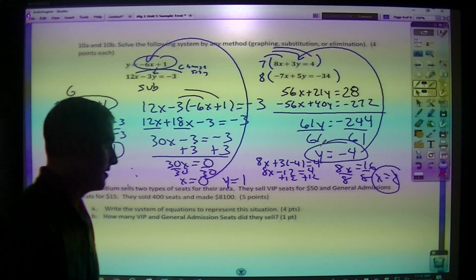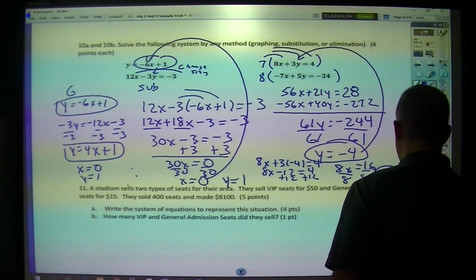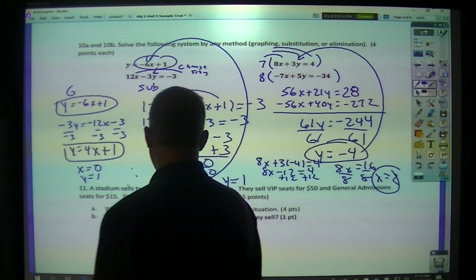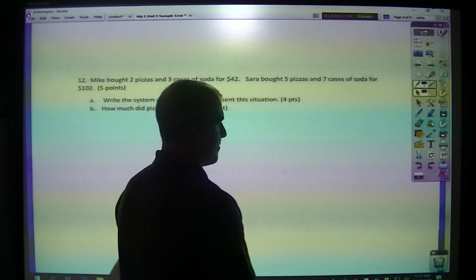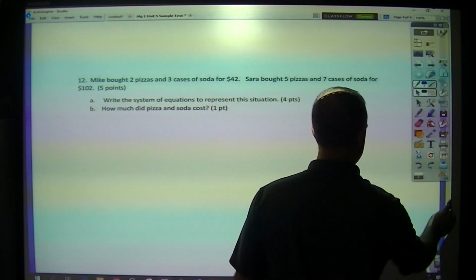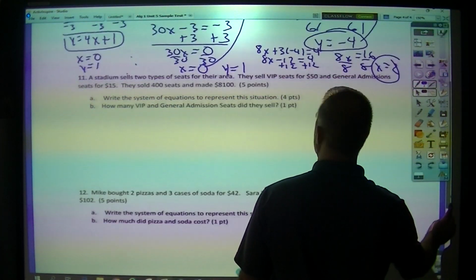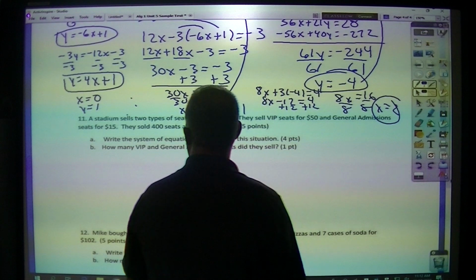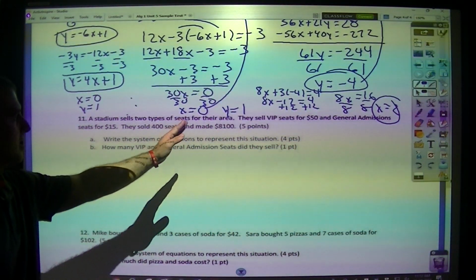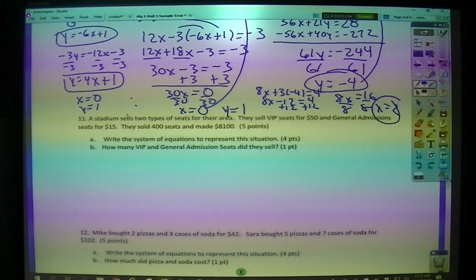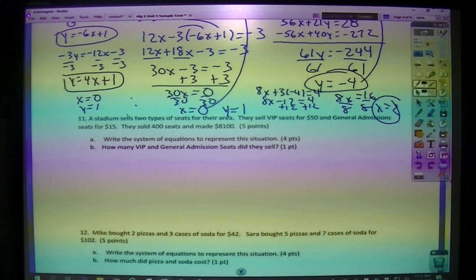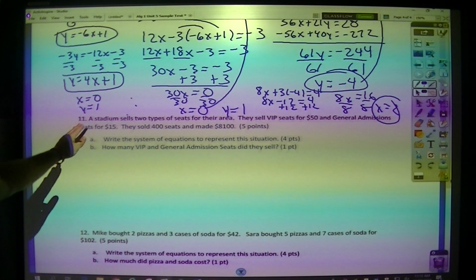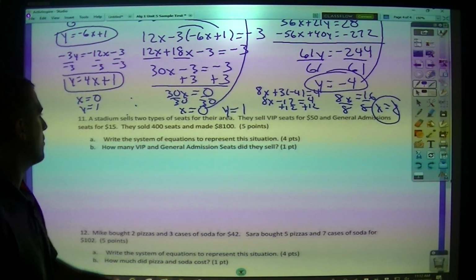Now, these next two, you can write a system, and I'm going to show you how to use the calculator to do that. All right, 2 types of seats for an arena. They sell VIP seats and general admission. They're sold for $15, and there's a total of 400 seats.